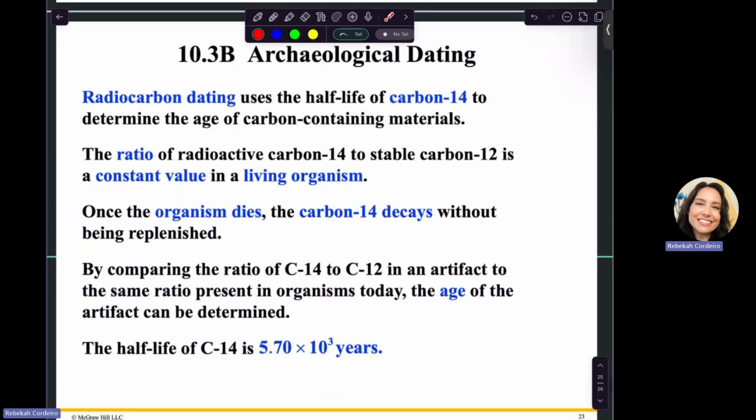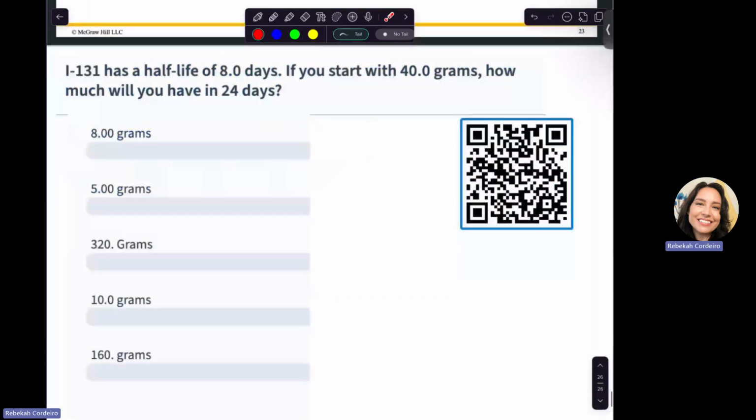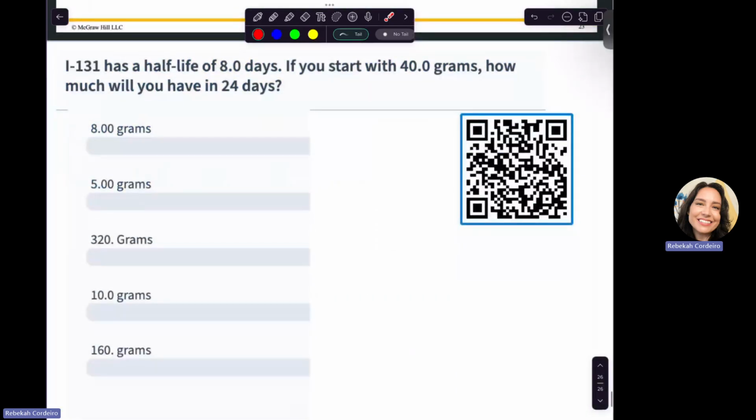So we use archaeological dating with half-life, with the carbon especially. When the organism dies, carbon-14 decays without being replenished. And so we can kind of date things from that. So why don't you give this a try? It's kind of a similar problem. And then I will tell you your answer. And then you can let me know if you have any problems.